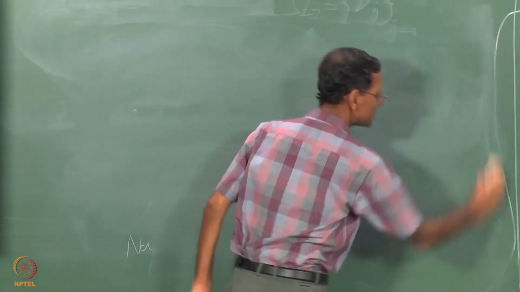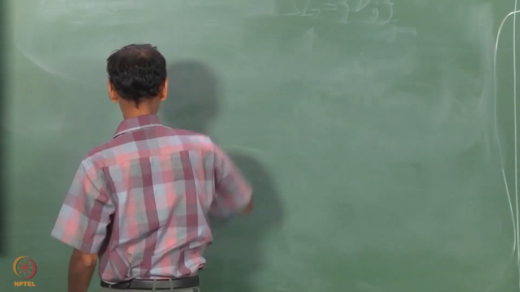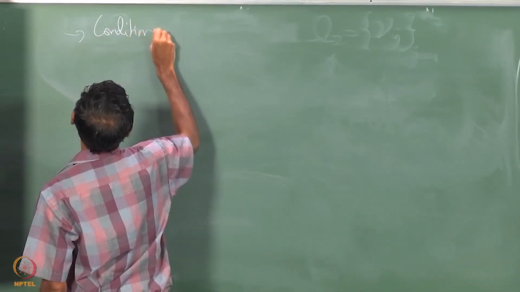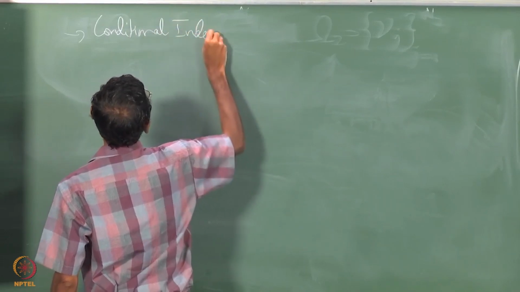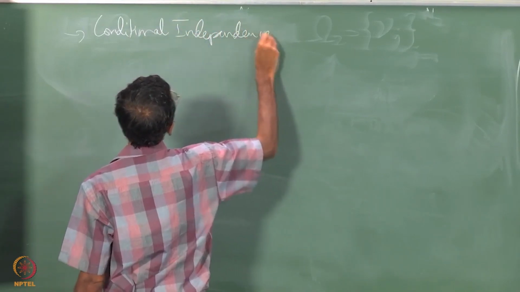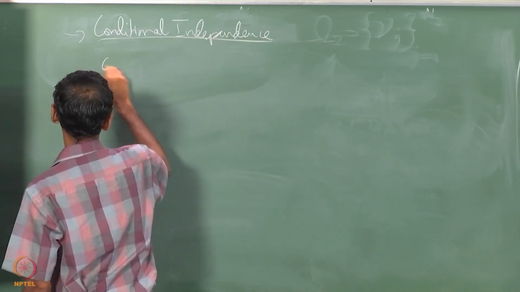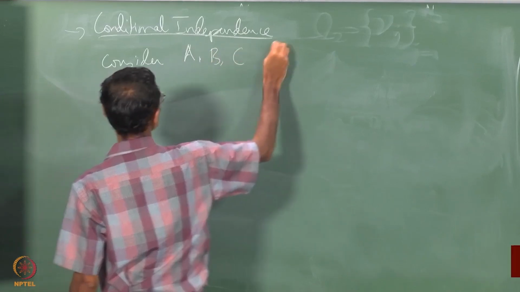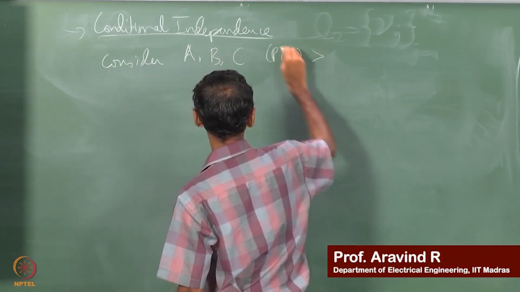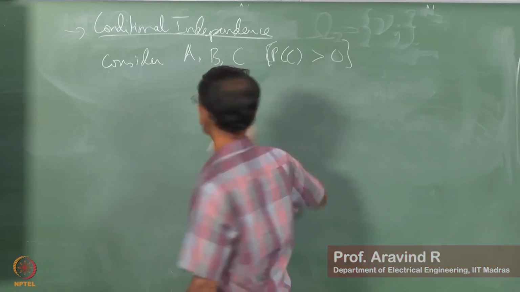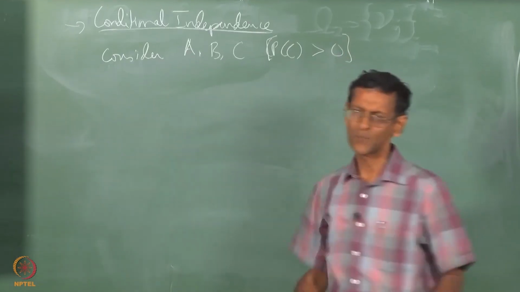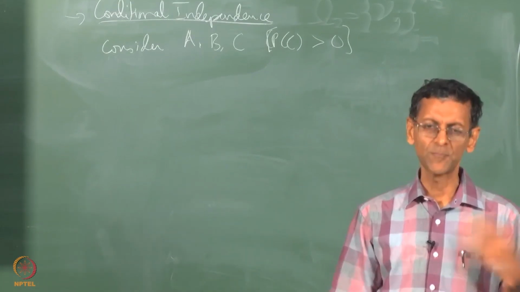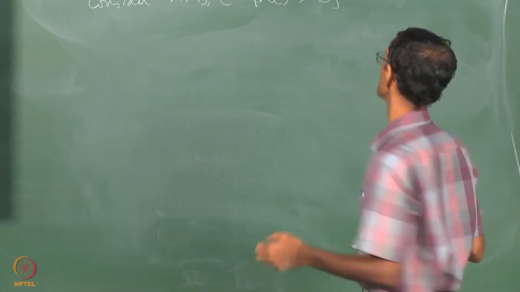So now I will talk of one more very important concept, which is this thing about conditional independence. Consider some three events A, B, C, with, let us say, P of C non-zero, since we are interested in conditioning on C. Any time you condition on an event, you assume implicitly its probability is non-zero, right?